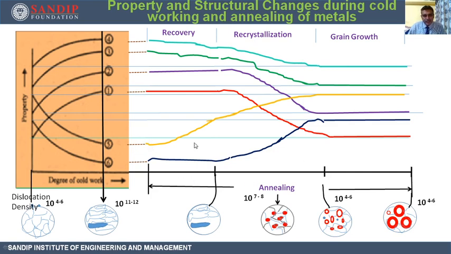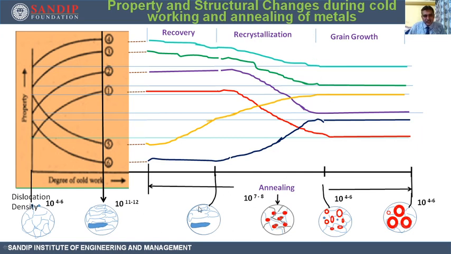And look at the corrosion resistance. It has almost reached its initial value, in the yellow colored line. And the last dark blue colored line, you can see has almost reached the initial value, that is related to the ductility. And finally the grain growth.